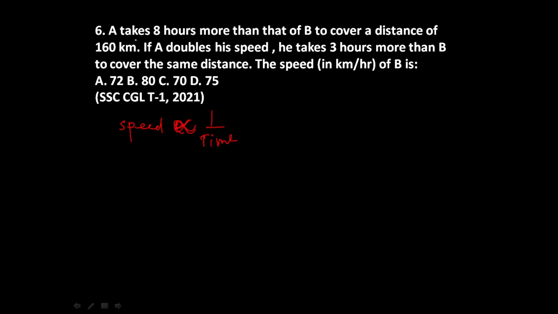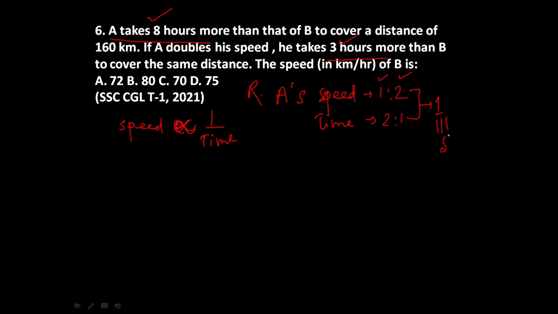Clear? In this case, A doubles his speed, so the ratio of A's speed is 1:2. Firstly it was 1, then it's 2, double speed. So time taken will be 2:1. Clear? So in this question, firstly A takes 8 hours more, then 3 hours more. So what's the difference between 8 and 3? It is 5 hours. And in this case the difference of time is 1, right? 2 and 1, so the difference of time is 1, so this 1 is equivalent to 5, right?